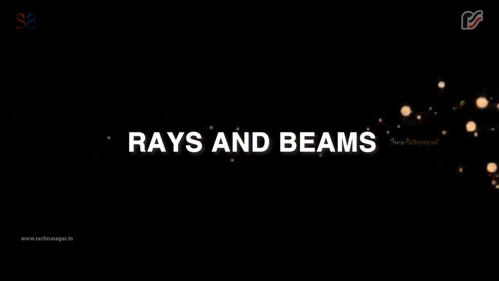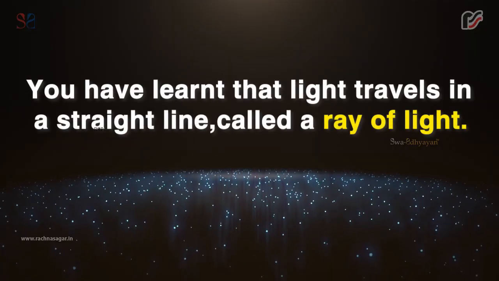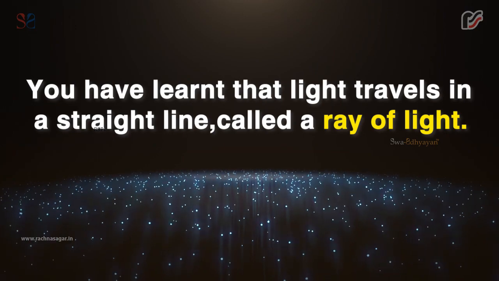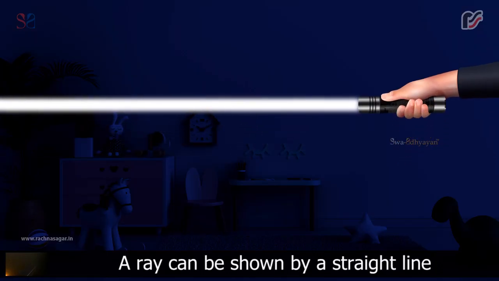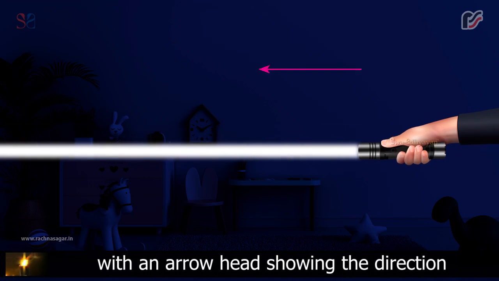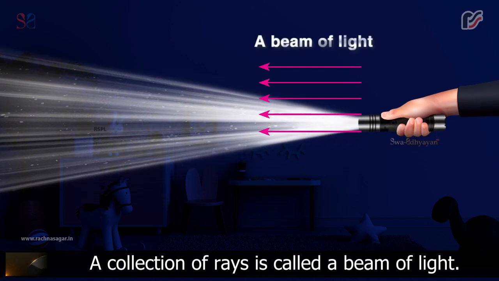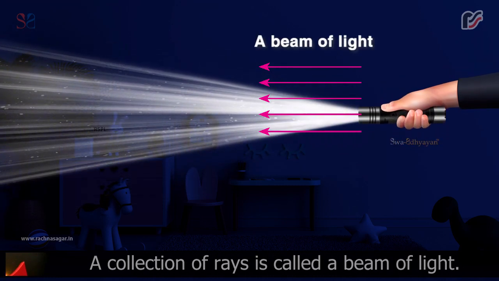Rays and beams. You have learnt that light travels in a straight line, called a ray of light. A ray can be shown by a straight line with an arrow head showing the direction in which light is traveling. A collection of rays is called a beam of light.